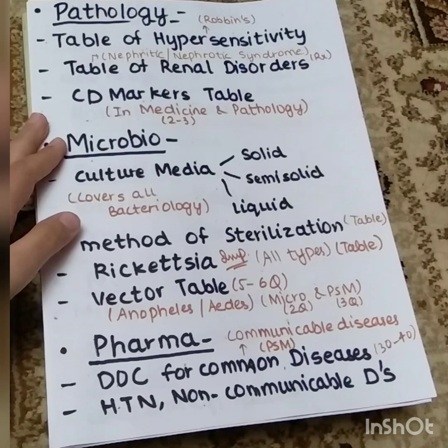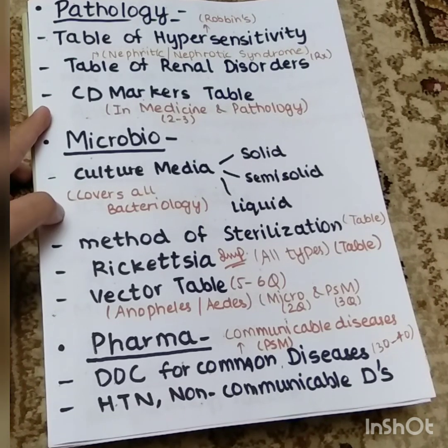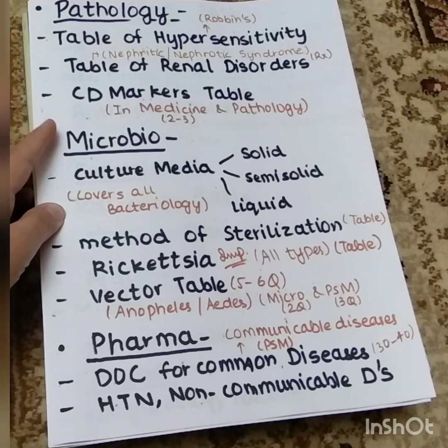Next is table of renal disorders like nephritic, nephrotic syndromes and their treatments. It's just an example. Next is CD markers table. CD markers tables are asked in medicine and pathology both.